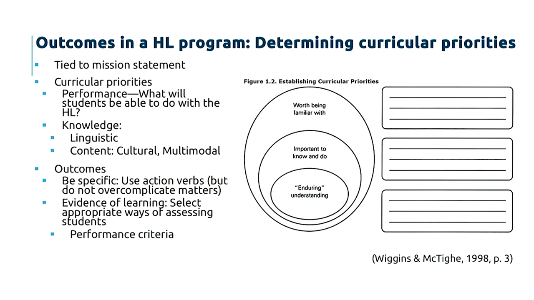So when you're thinking about this content, you can think about outcomes. What are our students going to be able to do with the content that we provide them, with the information that we give them? Usually at the very beginning, you can start with very general outcomes, but at the same time, you want to be specific in the sense that our students are going to be able to do this. So you want to use action verbs, okay? But do not overcomplicate things. Just a couple of outcomes, action verbs. And evidence of learning. How are they going to show that they have achieved that particular outcome? So then you can start thinking about performance criteria, okay? All right.